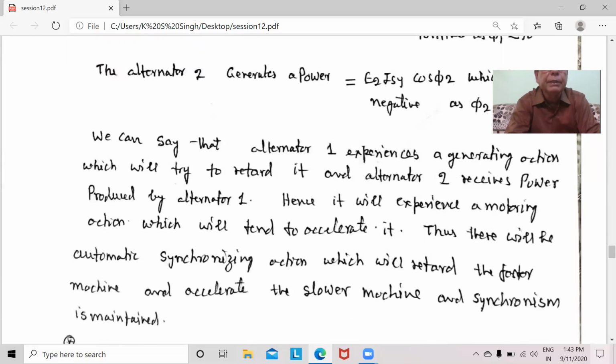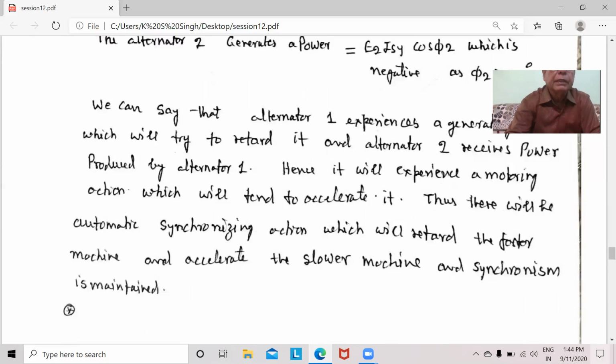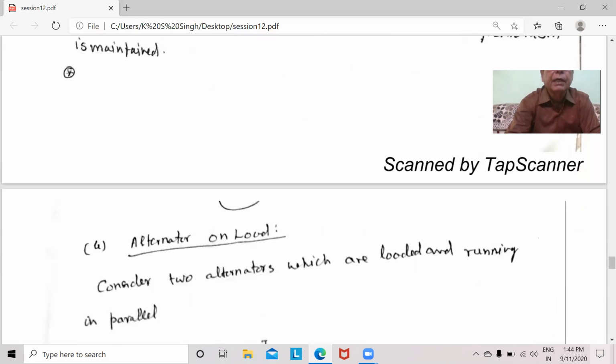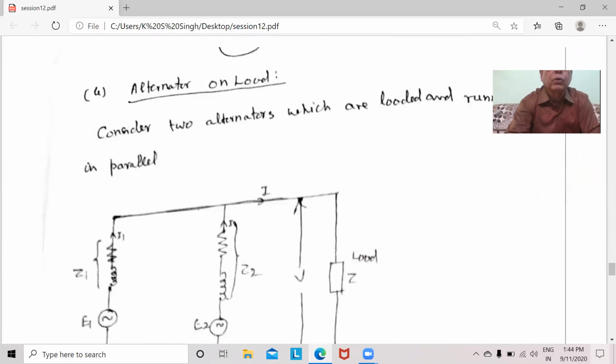Thus there will be an automatic synchronizing action which will retard the faster machine and accelerate the slower machine, and synchronization is maintained. In this way, the machines automatically maintain synchronization. Next is the alternator on load.